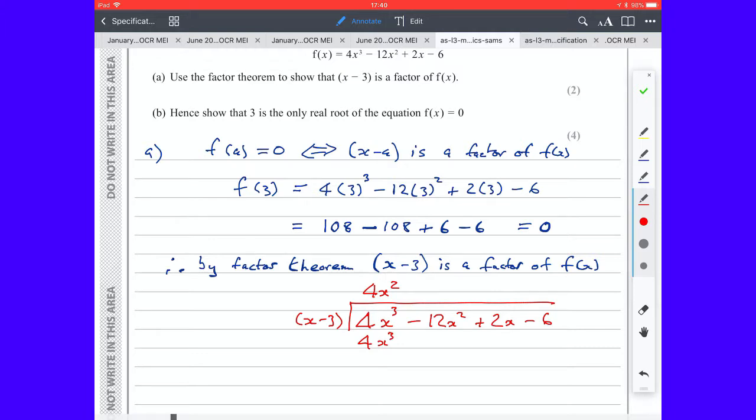It also gets multiplied by the minus 3. 4x squared times minus 3 is minus 12x squared. So when I subtract those two, they both disappear, and I need to bring down the next two terms. What do I need to multiply x by to get plus 2x? Answer, plus 2. 2 times x is plus 2x, and 2 times minus 3 is minus 6, and when I subtract, there's no remainder, which we knew already from the factor theorem because we knew that x minus 3 is a factor.